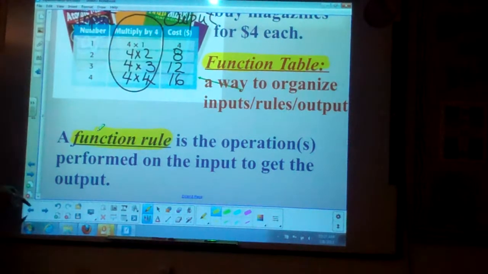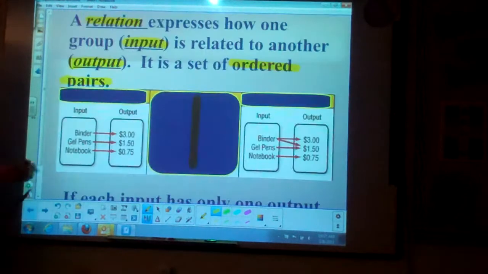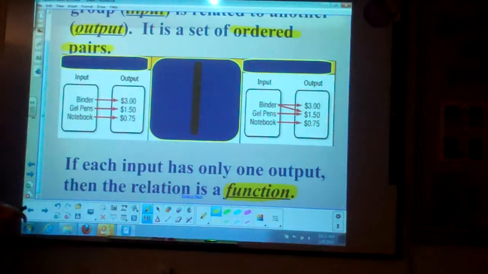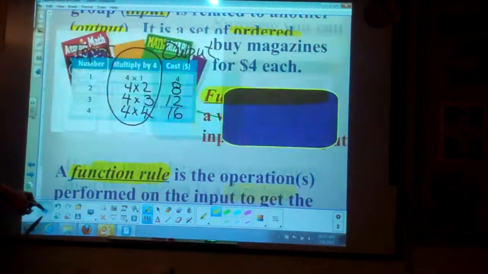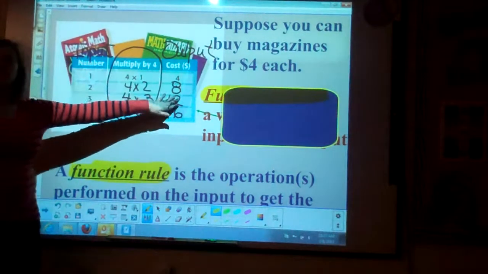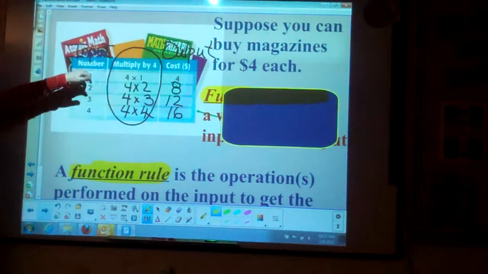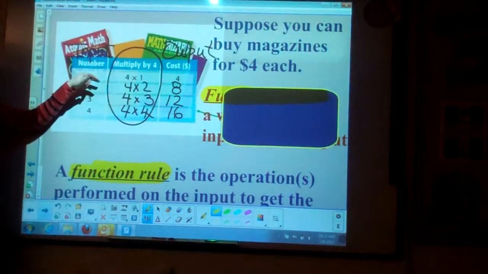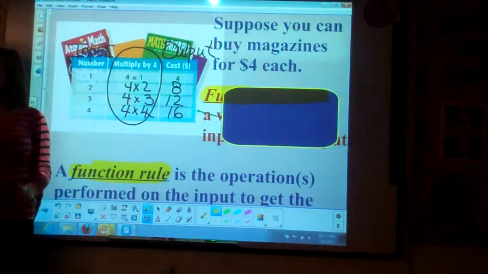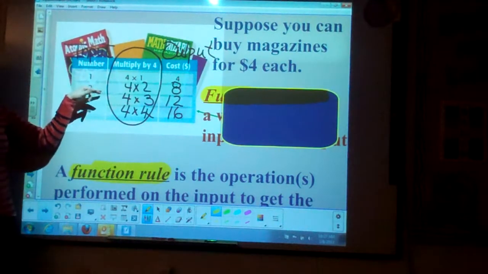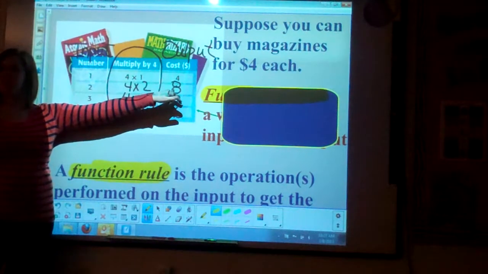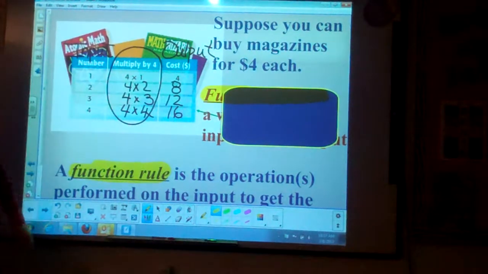So if I jump back to the last screen, and I think about the last notes we took, we said it's a function, each input has only one output. Is this a function? Yeah. Does each input have only one output? Does 1 go with any other number besides 4? No. And does 2? If you multiply 2 by 4, will you get any other number besides 8? No. So that's a function.